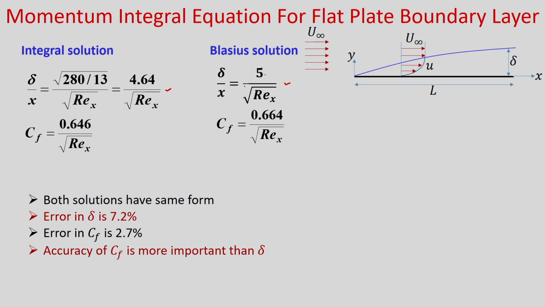So, the error in delta if you find, it will be 7.2% only, and the error in Cf you can see is very small compared to the boundary layer thickness. It is 2.7%. So, obviously from the design point of view Cf is more important than delta, and from here you can also calculate the average friction coefficient CL.